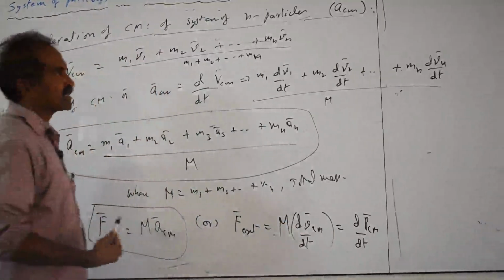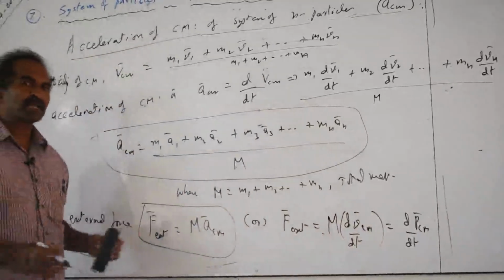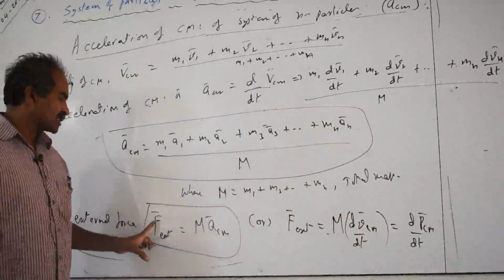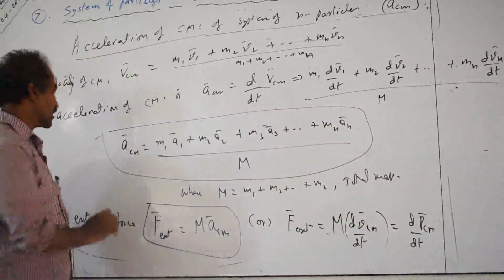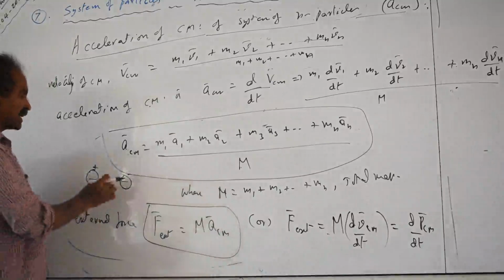Next important point is what happens if there is no external force on the center of mass. A system of particles can have many particles. If there is no external force, you should not consider internal forces. If you take the particles, there may be attraction between these particles by the gravitational force. If they are charged particles, there may be attractions and repulsions.